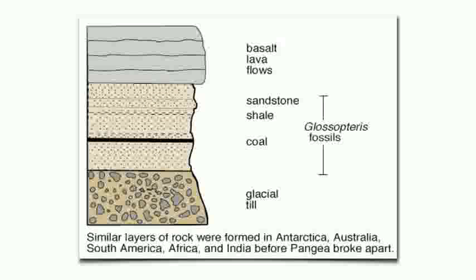And if you take a look at this example, if you have a basaltic lava flow, then a sandstone, then a shale, then a coal, then some glacial material in South America, and within those rocks you might find Glossopteris fossils, it's not coincidental that the exact same sequence is going to be found in Africa as well. Very simply, it's the same rock layers, they just got broken up when the continents decided to split apart.